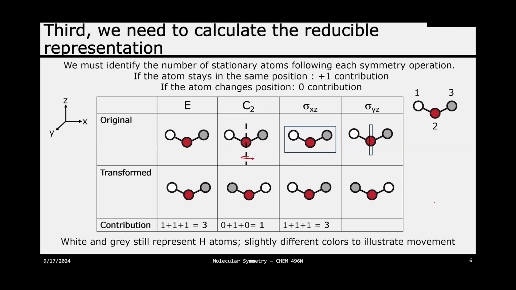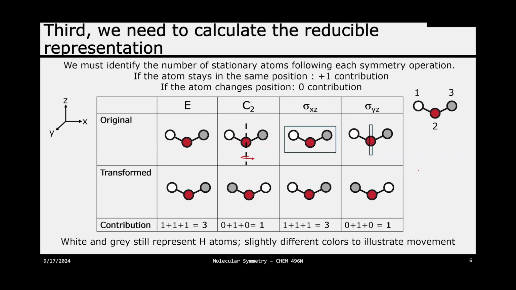How about for you, Red? Makes sense? Any questions? Yeah, it makes sense. All right. Now, things won't always be 3. Remember, it's based off the number of atoms that you have. So if you have 5 atoms, E is 5, and C2 is whatever number of atoms stay the same.